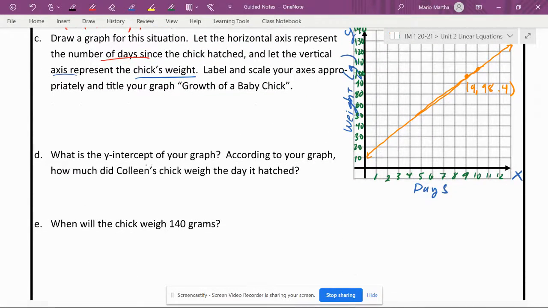All right. What is the y-intercept of your graph according to your graph? So it looks like if we continue down here, I would say about 10 grams. We would say this is an approximation because we don't know the value exactly. So it looks approximately 10 grams at birth.